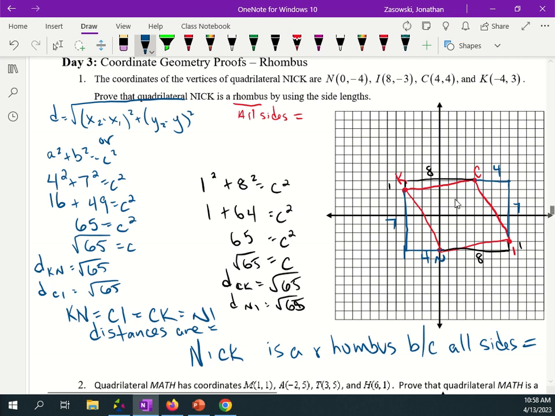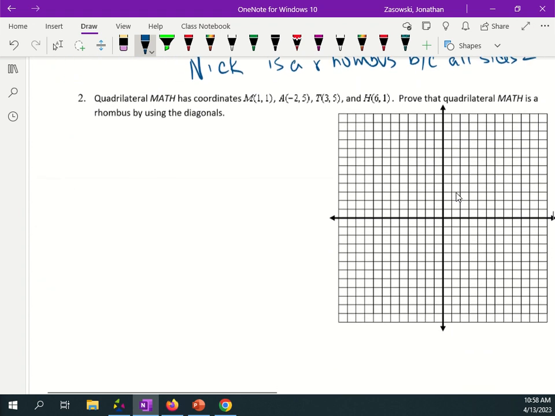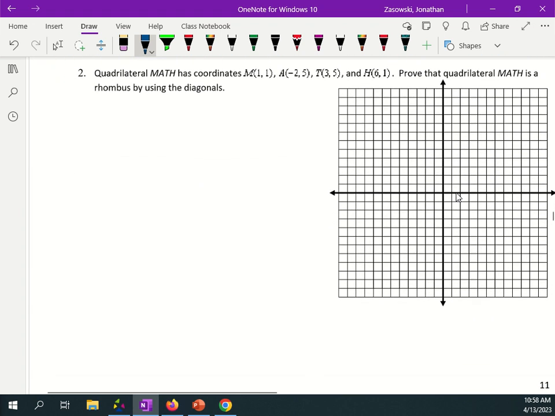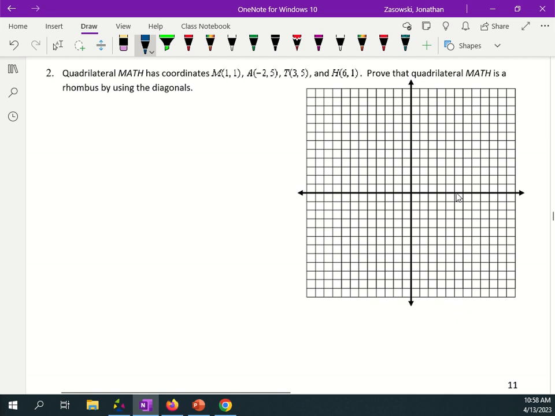All right. After you get on to the next one. Yeah. All right. Going down to number 2. Now we're going to use a little different variation. So we're just going to look at how to use, without using side lengths, what are the other options.